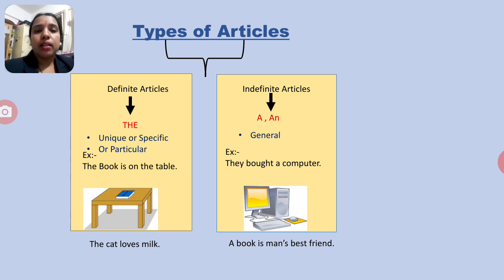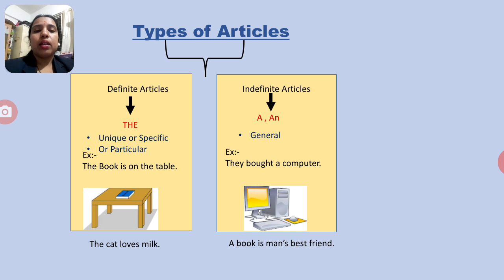For example, the book is on the table. I have given one picture here. There is a book on the table. So the represents a particular thing, or it determines the particular thing: the book which is kept on the table. I am pointing out this particular book. So understand when to use the: if you point out any particular thing, unique or specific, that time we have to use the.